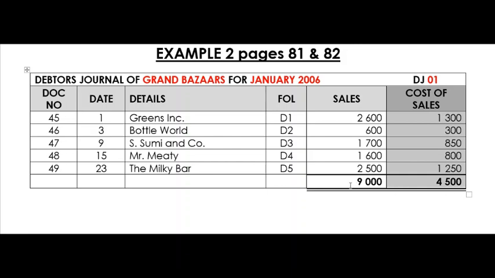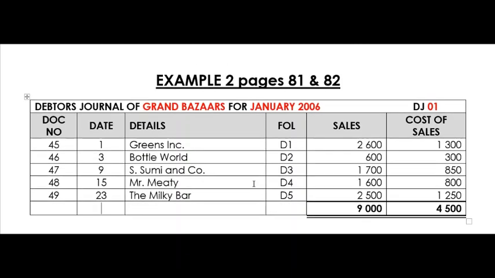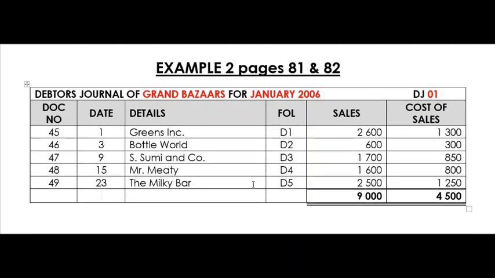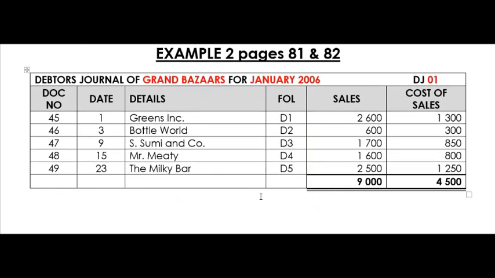Because there are columns with totals, you only post the totals and you post it on the last calendar day of the month. Please not on the last transaction day, so don't post it on the 23rd. Post it on the 31st because January has 31 days. Okay, I hope you have discovered so far that the debtors journal is very easy and the posting thereof is also not that difficult.